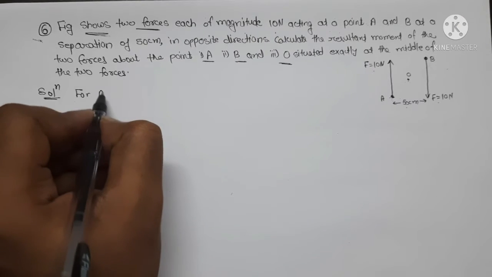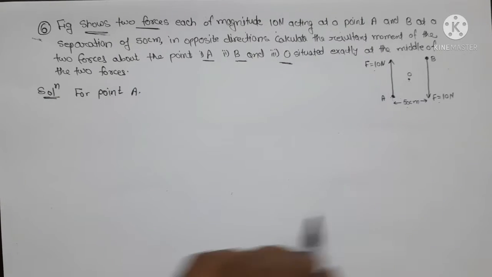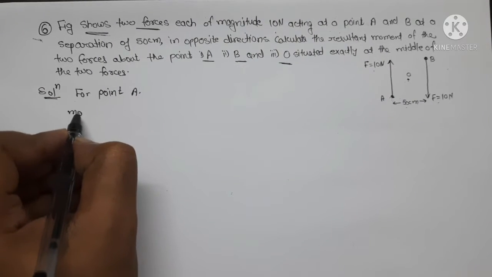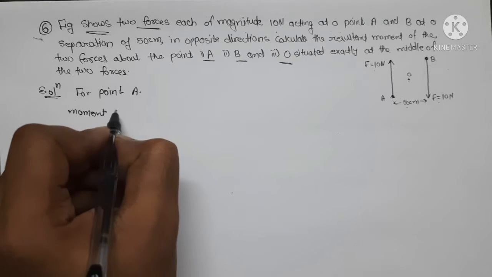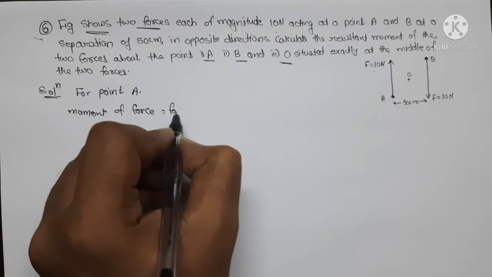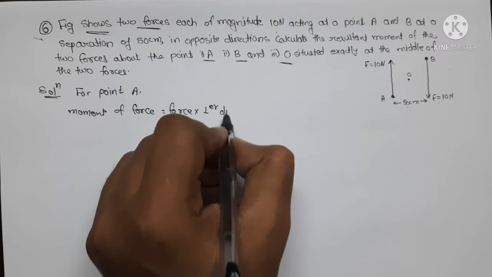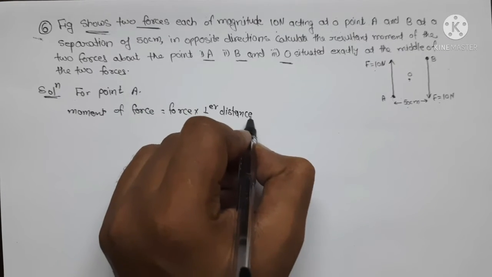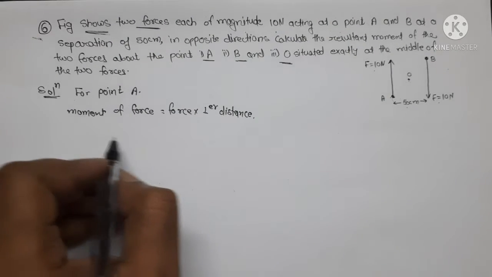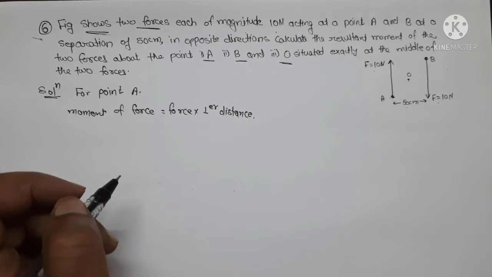For point A, we have two forces. What is the moment of force? The formula for moment of force is nothing but force into perpendicular distance. Perpendicular distance of what? It is the distance of the force from the point.